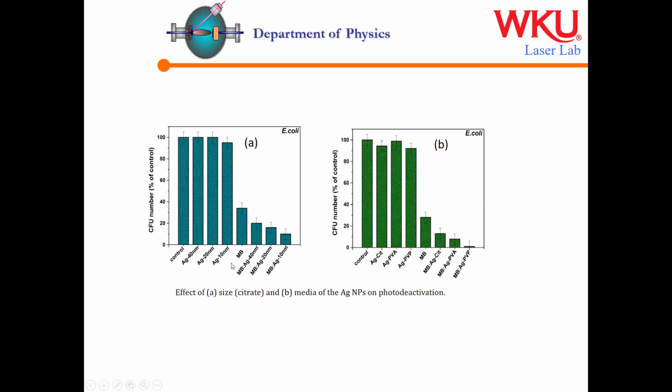All right, so we have also looked at the effect of the size of silver nanoparticles on the bacteria, and we showed that when the size decreases, it becomes more effective. The probable reason is that the smaller size is able to penetrate more inside the bacteria. Therefore, when it combines with methylene blue, it becomes more effective.